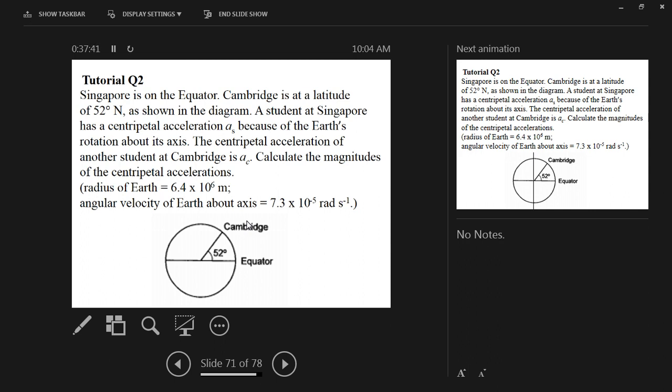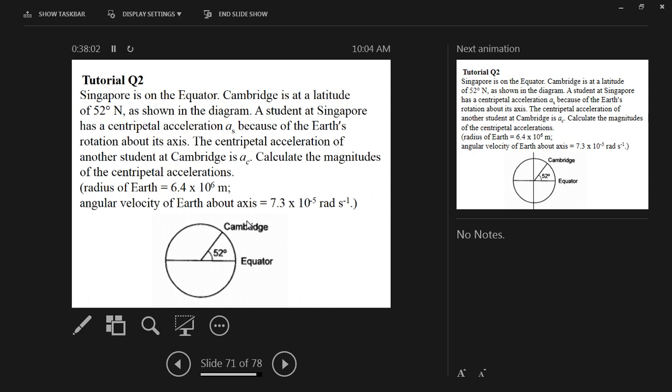Okay, let's check the answer. Some of you finished this question very quickly. That's very good, because for an MCQ, you should not take more than 2 minutes. For this one, you're asked to find the centripetal acceleration of the student at Singapore. Another one is at Cambridge.